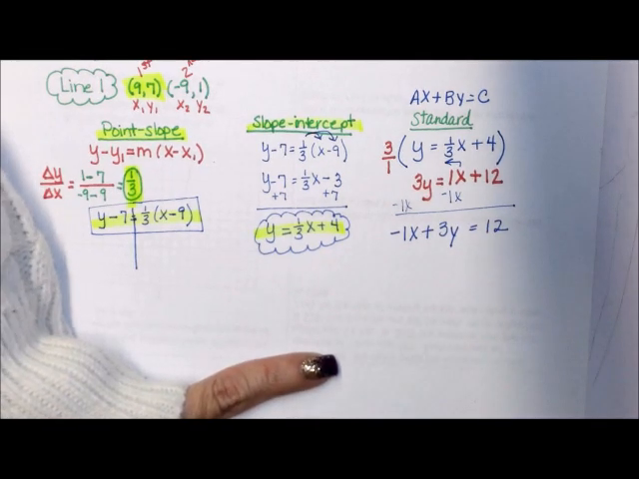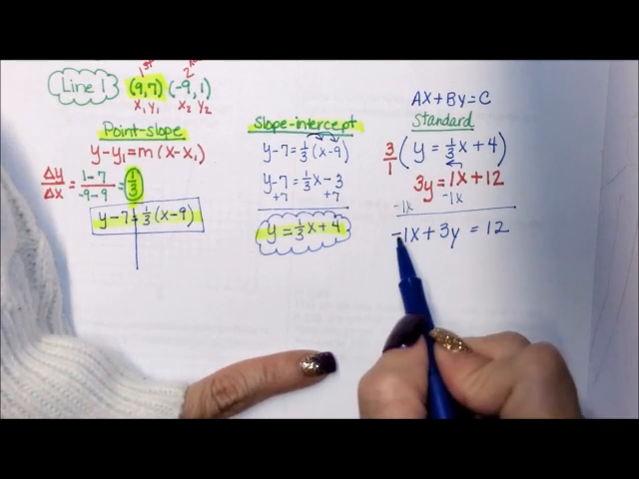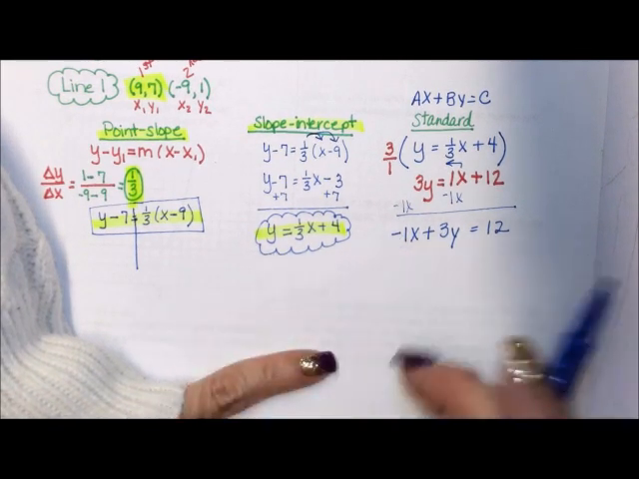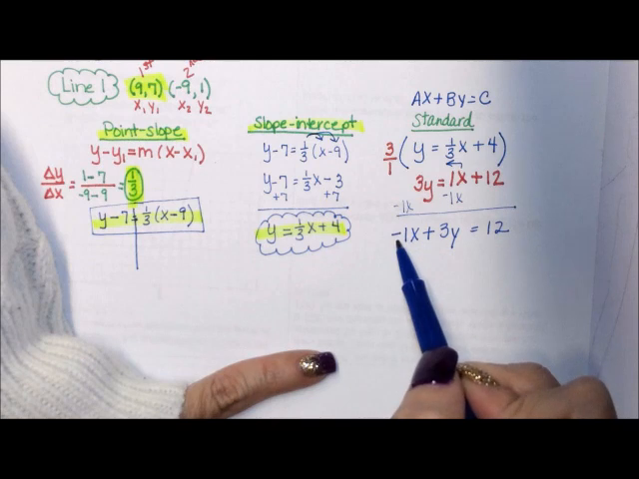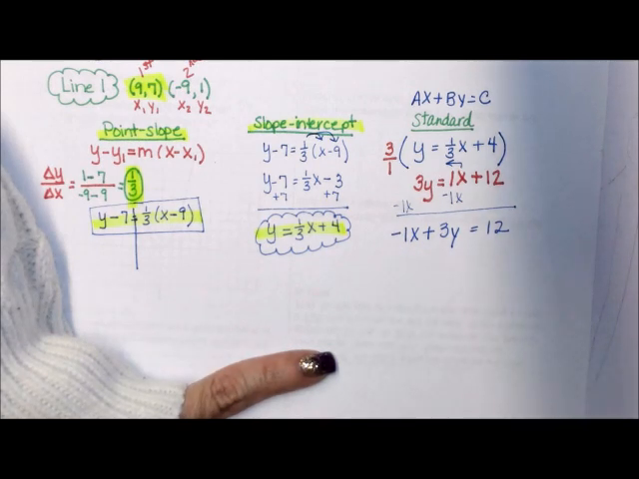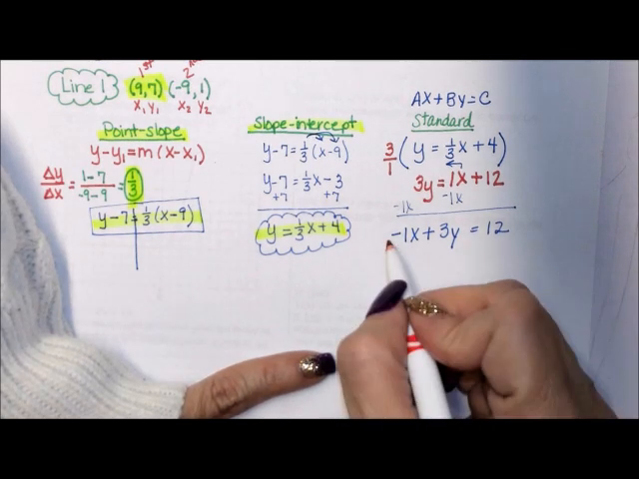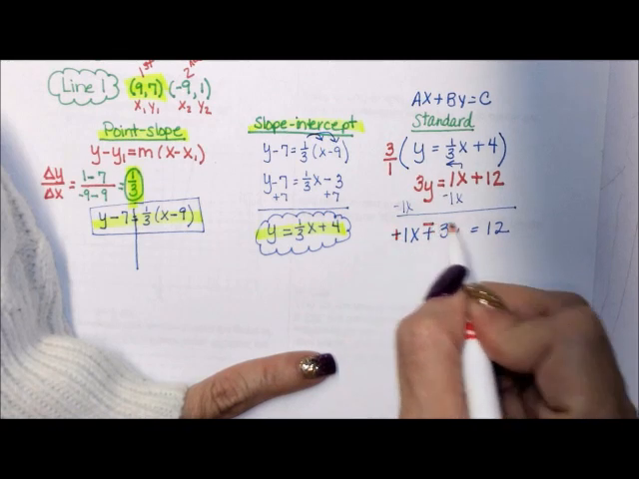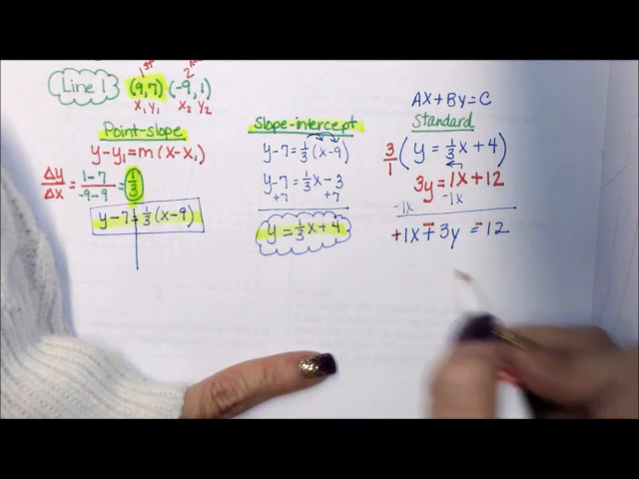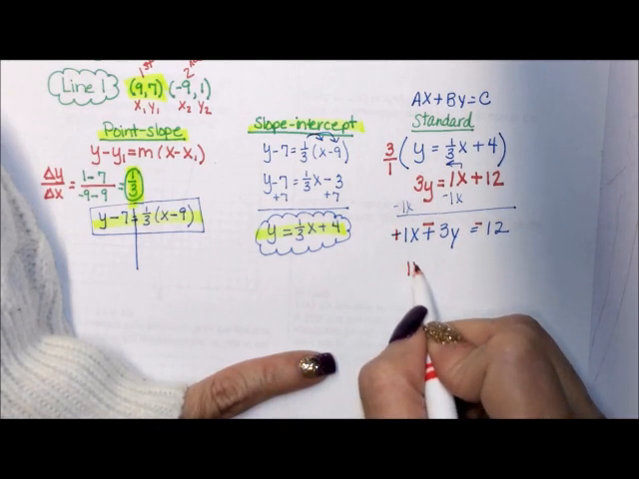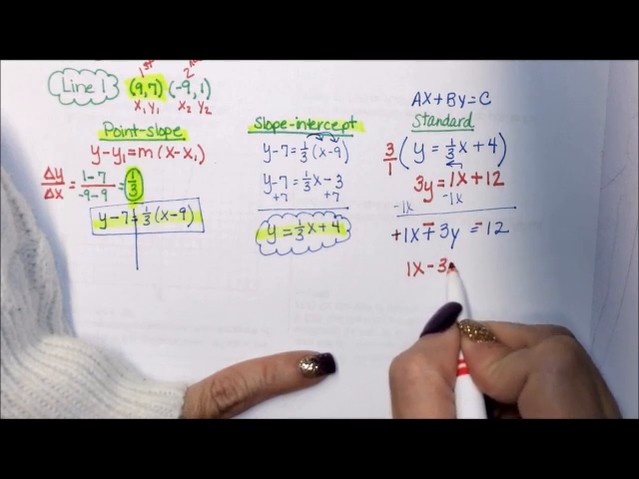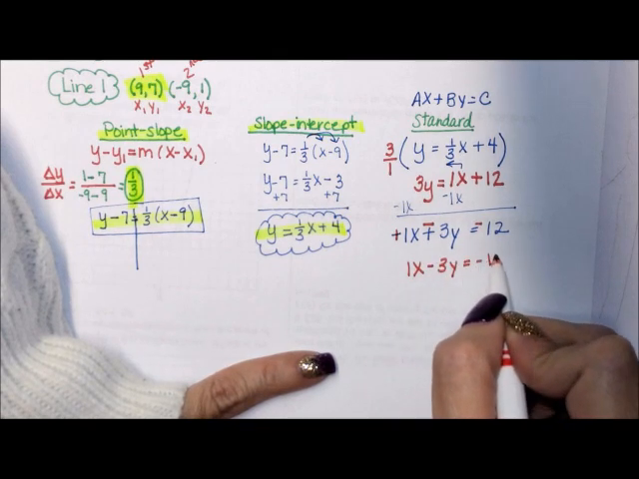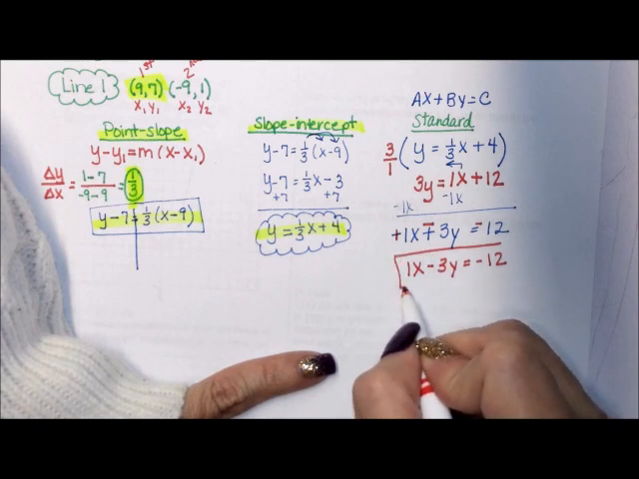Now we're almost done. The only catch is we don't like to have a negative first. So since this is negative, I'm just going to change everybody's sign to get rid of it. I'm going to make this a positive, this a negative, and this a negative. I'm going to write my new equation. 1x minus 3y equals negative 12. And that is standard form.